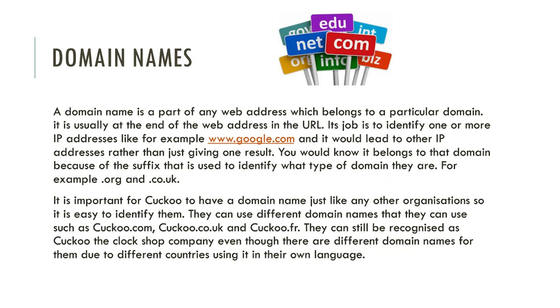For example, .org is basically an organization of some kind, and .co.uk is basically a company based in the UK. So it is important for Cuckoo to have a domain name just like any other organization. It's easy to identify, so you know what kind of business they are.